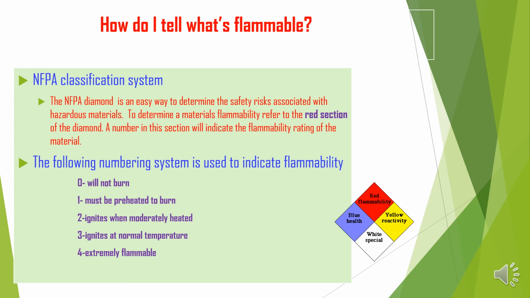In the red area, you can find 0, 1, 2, 3, 4, only one number. They will not write anything else on this part. They will write 0 or 1 or 2 or 3 or 4, and you have to translate it. Zero means it will not burn, so you can keep it anywhere. It's safe. 1 means it must be prohibited to burn.